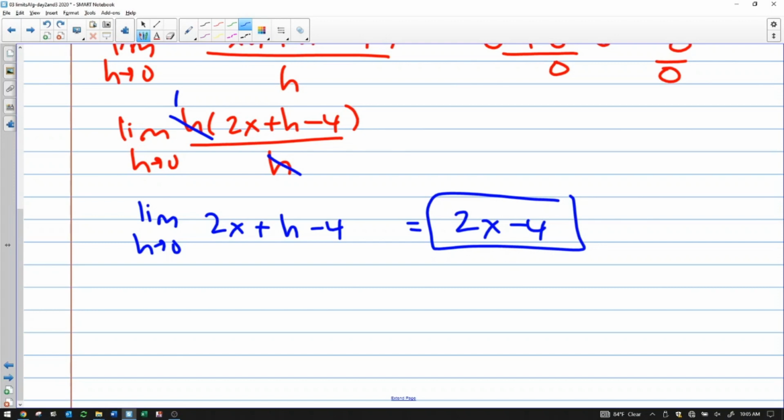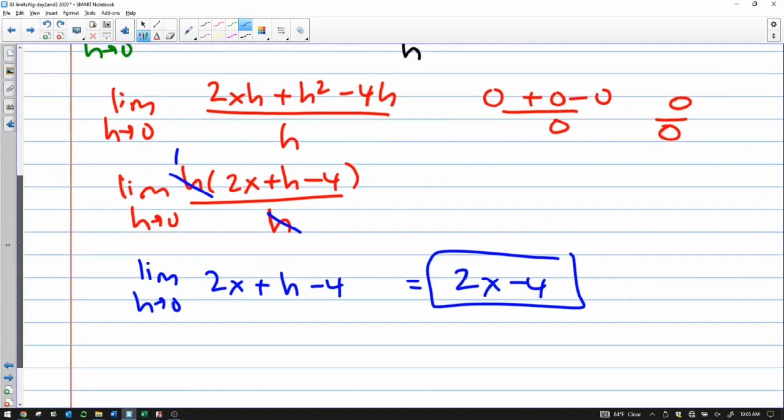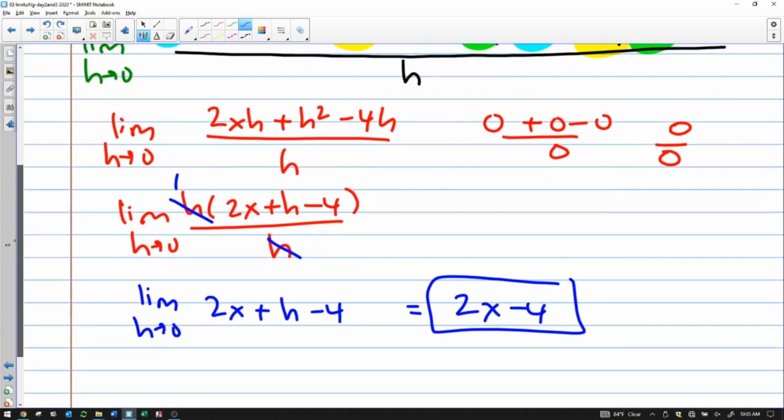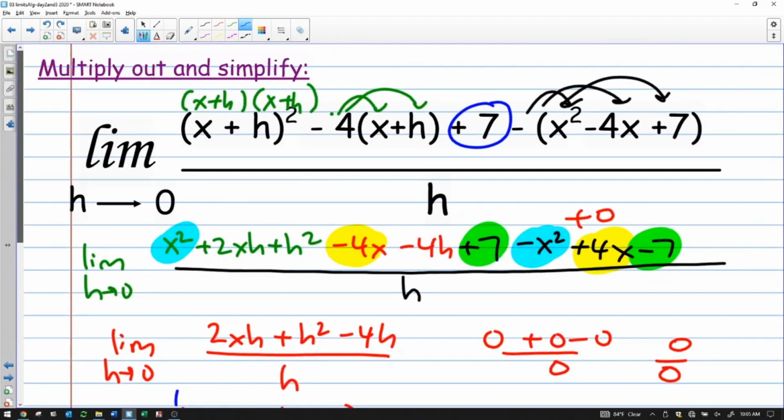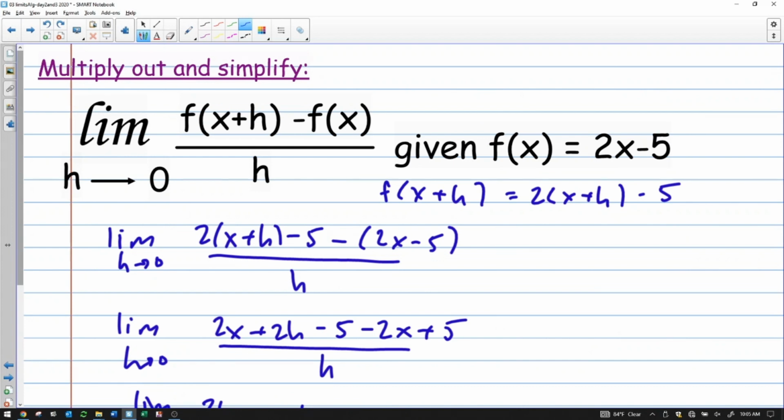Anybody here know derivatives already? Anybody? You did? A little bit? Yeah, this is a formal definition of a derivative. Oh, wow, that's so incredibly smart. So this answer is 2x minus 4. We were taking the derivative of x squared minus 4x plus 7. So if you know derivatives already, you're going to be like, wow. But if you don't, then we're going to learn it in 2 weeks. So it's okay to have an x in these answers.